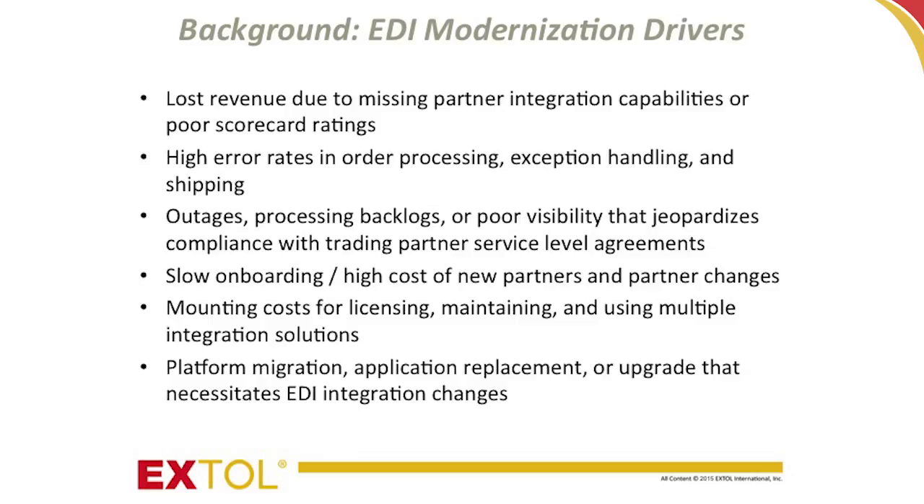And that remediation effort that results is what we refer to as modernization. So here are the most common modernization drivers that we see. The first is lost revenue due to missing partner integration capabilities and sometimes poor scorecard ratings. So if there's a partner who has an integration requirement that can't be met with existing software or service, that obviously could have, if you're a supply side business, a revenue impact. Second is high error rates in order processing, for example, exception handling, exceptions in EDI processing, and downstream activities like shipping. Outages, processing backlogs, and poor visibility jeopardize compliance. So this has to do with problems that make it difficult for you to detect and address service level issues.